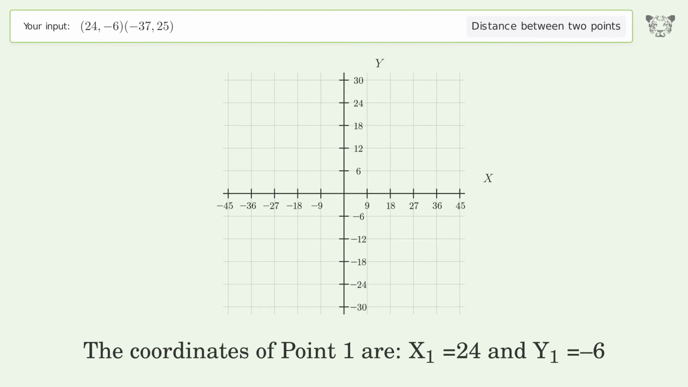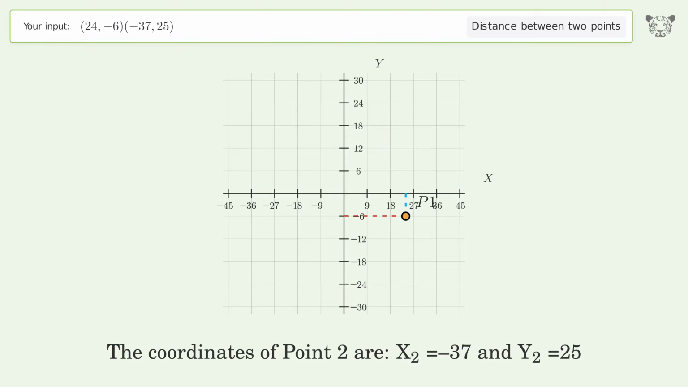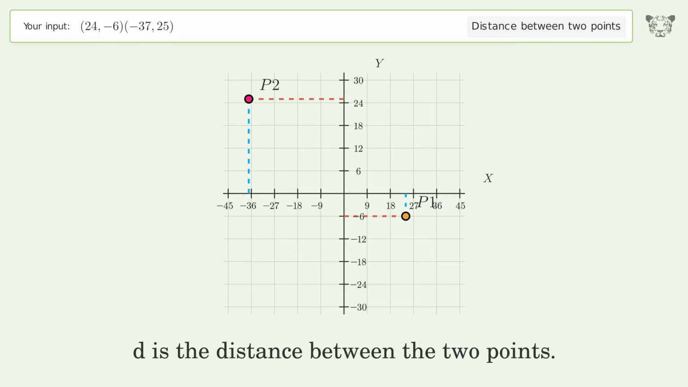The coordinates of point 1 are x1 equals 24 and y1 equals -6. The coordinates of point 2 are x2 equals -37 and y2 equals 25. D is the distance between the 2 points.